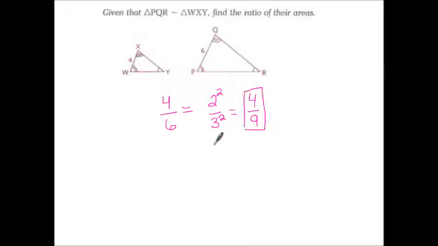Now, let's say I didn't reduce it first. If I squared it from here, I would get 16 to 36. Both top and bottom are going to be divisible by 4, so it would end up giving me the exact same ratio of 4 to 9. We would just have to reduce with bigger numbers later.